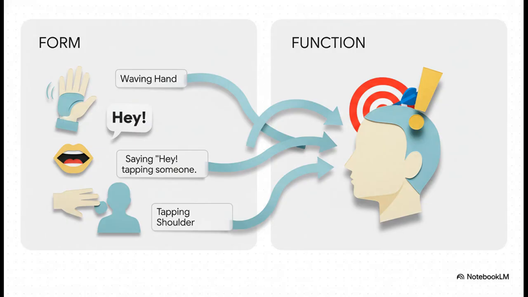This slide illustrates the idea perfectly. Take a look at the different forms on the left. You could wave your hand, or you could tap someone on the shoulder. In terms of their physical form, those are completely different actions. But now, look at their function. What do they all accomplish? They all get a person's attention. Because they achieve the same result, they all belong to the same response class.